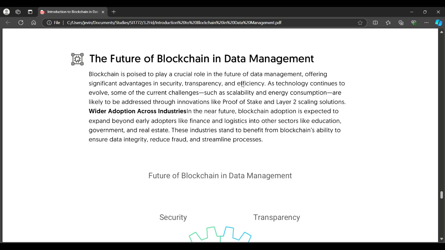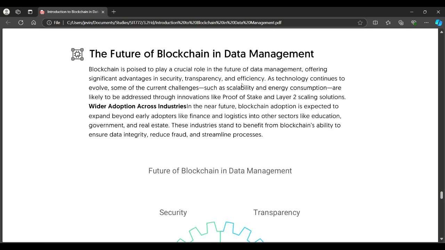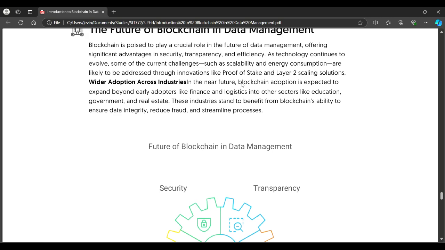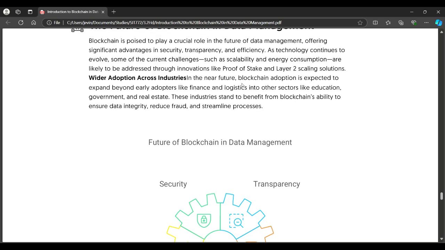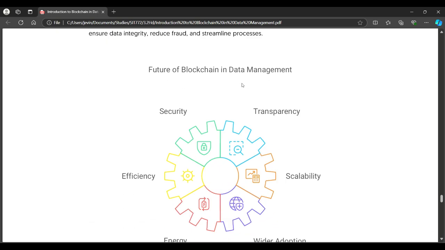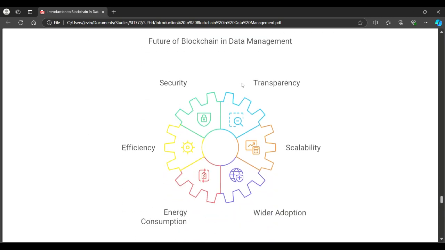So how does the future of blockchain in data management look? I think blockchain might play a crucial role in future if they reduce these challenges, as well as the energy consumption and everything with proof of stake, and if they have a layer 2 scaling solution, its efficiency and scalability, security should be improved, and every government and legal body accepts it, then the future of blockchain is good.